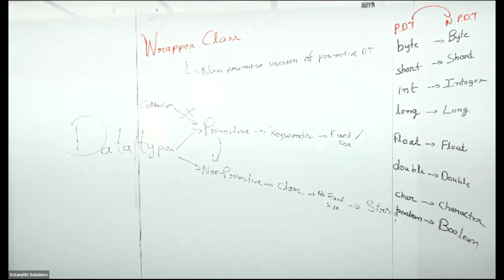Understood right now? What are wrapper classes? Why do we use wrapper classes? And how do we convert primitive into non-primitive? Okay. Now, one more small topic is there.